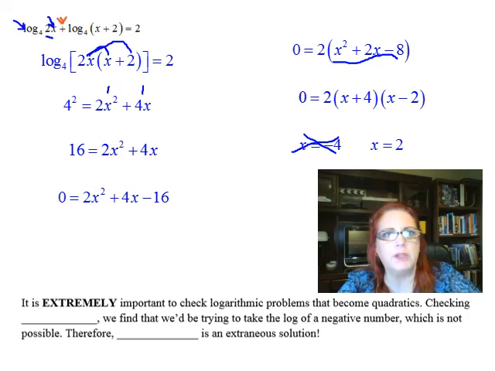When I put 2 in here, 2 times 2 is 4. That's positive, it's fine. And when I put it into the other one, 2 plus 2 is 4. That's also positive. So I can say that x equals 2 is my only solution. So once again, let's just remember that when we checked negative 4, we found that we're taking the log of a negative number, which is not possible. Therefore, we call x equals negative 4 an extraneous solution. You can reject that.